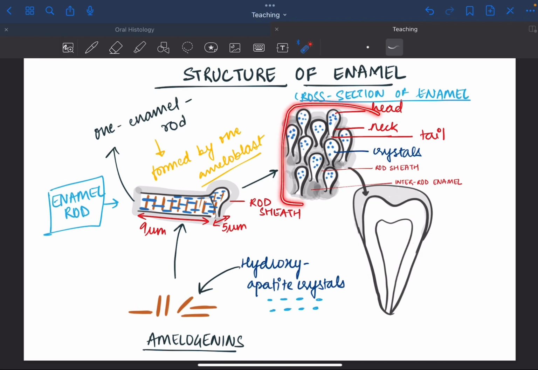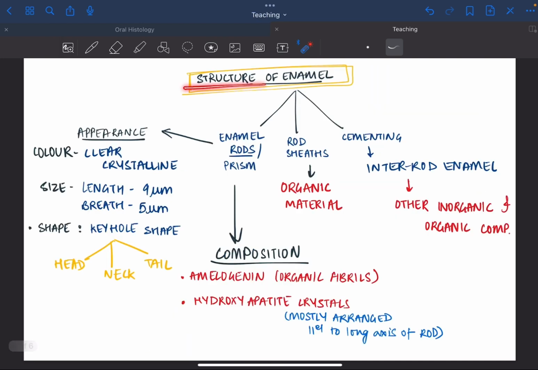Okay, and this is the cross section of enamel. Here, if we cut the enamel, the cross section we see is this. Here we can see the parts of one enamel rod. That is, this is the head portion, this is the neck portion, and this is the tail portion. Here we can see the rod sheath and the intercementing material, or the interrod enamel, in detail.